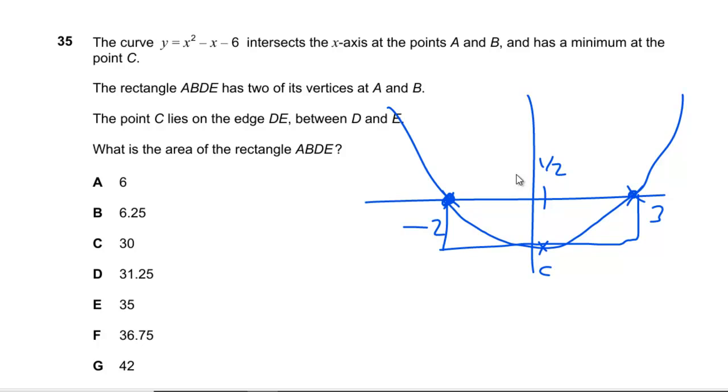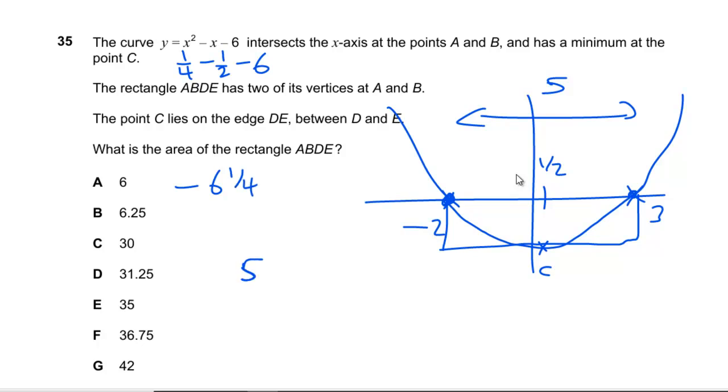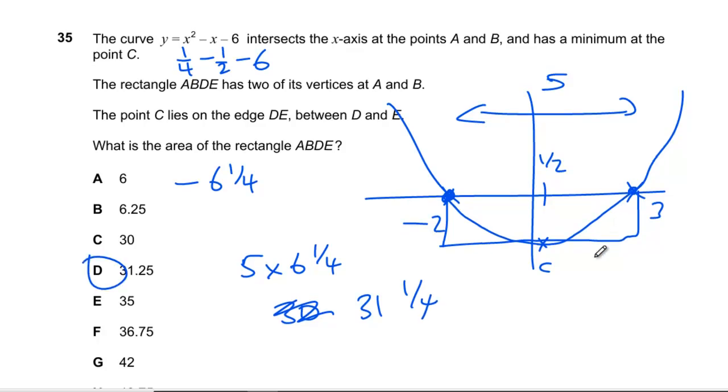We want the area of the rectangle, right? So we've got 5 going that way. So when I put x is a half into here, I get a quarter minus a half minus 6. So that's minus 6 and a quarter. Okay, so I want to do 5 times 6 and a quarter, which is 30 plus, well, 31 and a quarter, which is D.